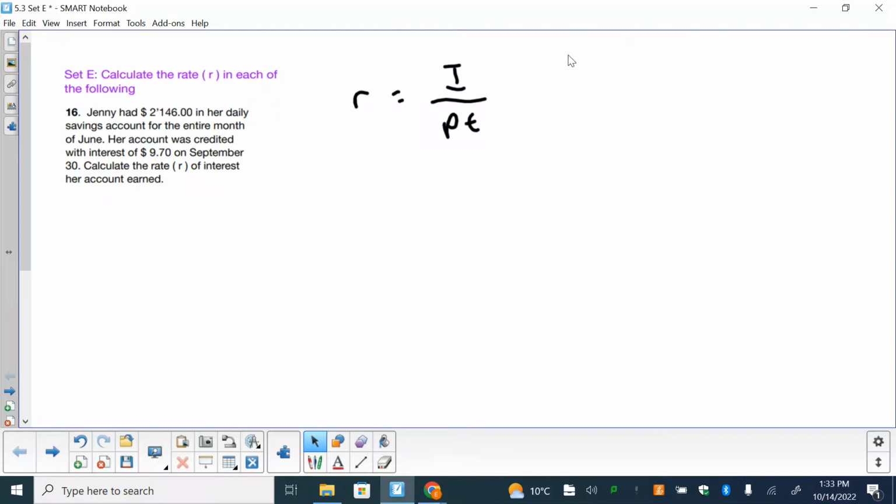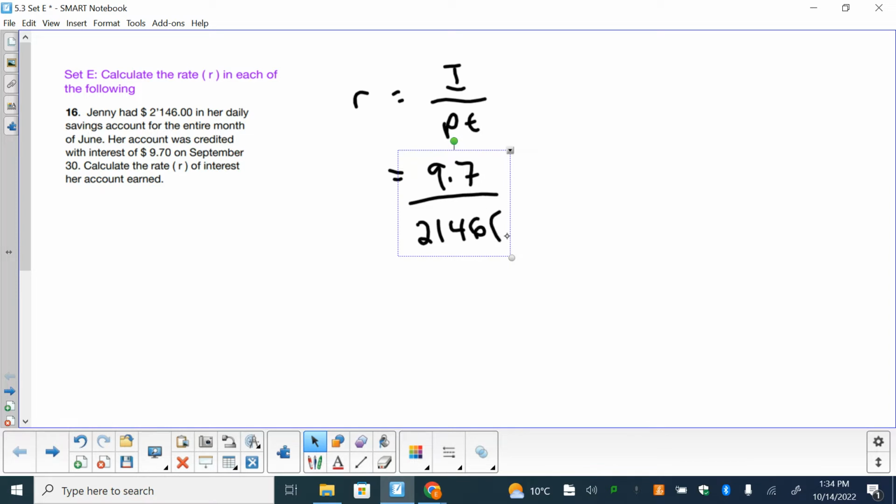So for set E, we're going to solve for the rate. From the formula package, rate is I over PT. So if we look at this question, we have $2,146 and it's for the month of June. And then in September, they were credited $9.70 of interest. So we have our interest of 9.7. We have our principal. And now we have to worry about how much time has gone by in years.